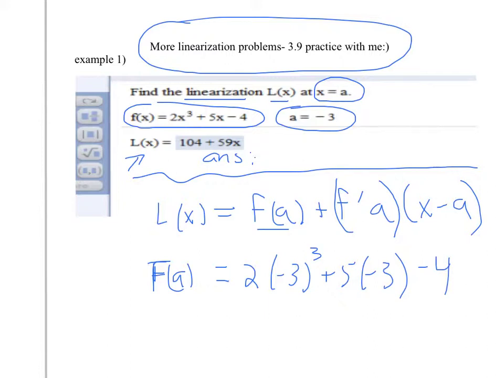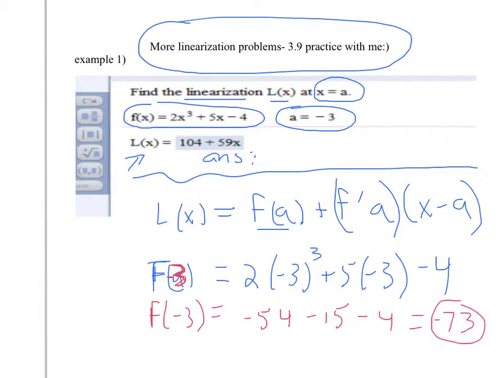I'll hit pause. And you can hit pause as well if you like. Okay, so hopefully for that first part, you got that the function evaluated at -3, you crunch that out and you arrived at -73. It's like a puzzle, so now you know that's what's going to go here. Now let's do f prime evaluated at -3.